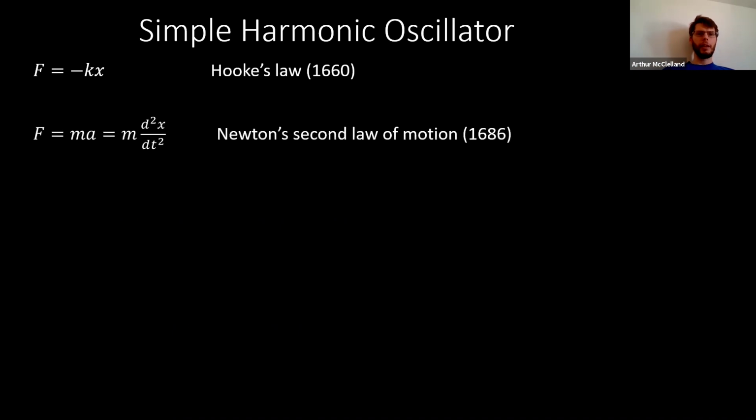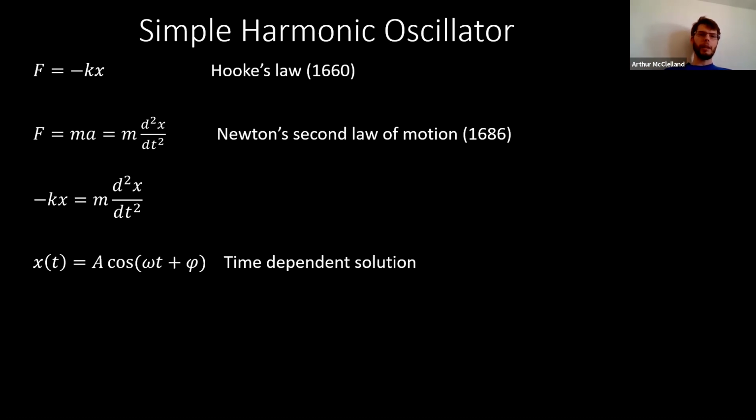And then physicists only have a couple tricks. One of them is the simple harmonic oscillator approximation. So the simple harmonic oscillator, we start with Hooke's law, which was written out in 1660, F equals minus kx. We take Newton's second law of motion, which was written out in 1686, F equals ma, but we can rewrite acceleration as the second derivative of position with respect to time. We can combine those two, minus kx equals m, second derivative of x with respect to time.